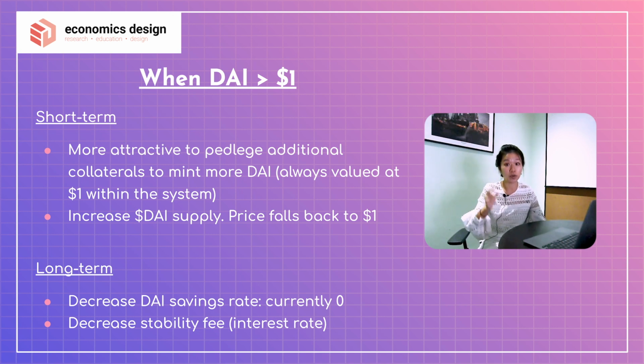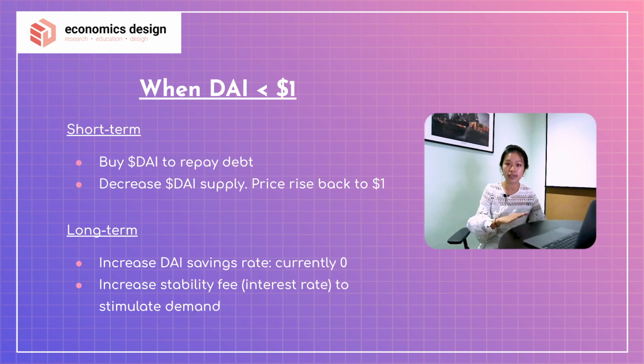So when DAI is more than $1, we want to incentivize the increase of supply. And so we want to decrease the stability fee, so decrease the interest rate, so that more people will be borrowing and more people will increase the supply of DAI in the system. So that's how it works when DAI is more than $1. When DAI is less than $1, the exact opposite happens. In the short run, people will use DAI to repay their debt. So people go out to the market, buy DAI, use DAI to repay the debt, close the vault, or just repay the stability fee, and it reduces supply. Supply reduces, prices increase.